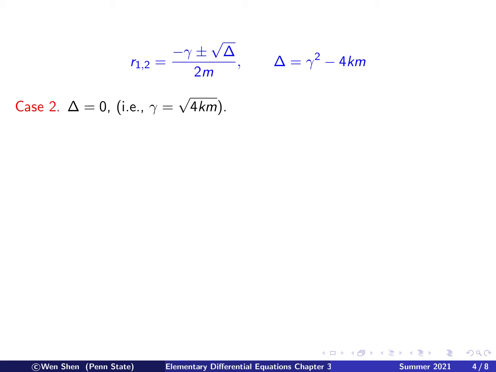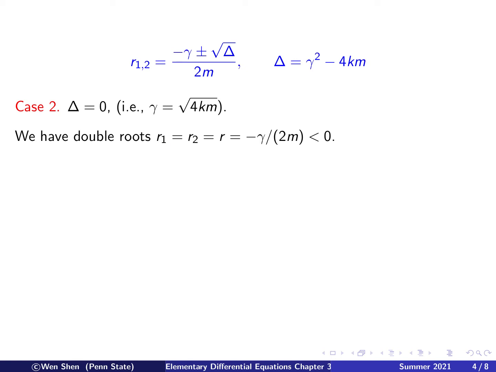Now let's look at the second case. This is the case where delta equals 0. So that is equivalent to saying this equal to that. So gamma is the square root of 4km. In this case, we have less damping than case 1, where gamma is strictly bigger than this quantity. And since the square root of 0 is 0, we have double roots.